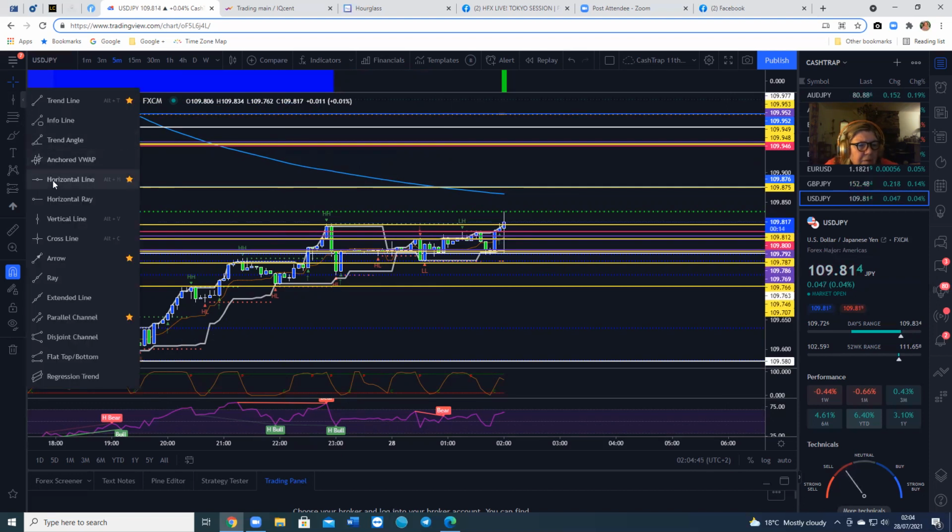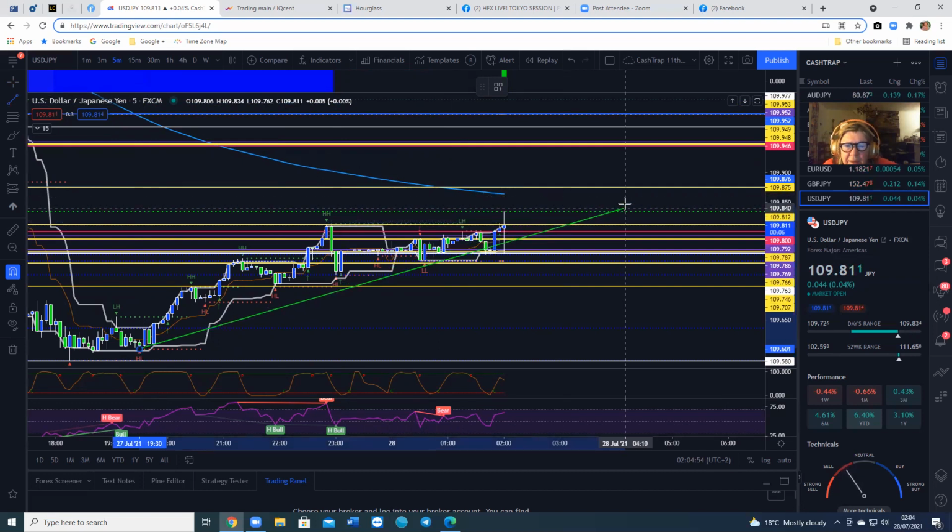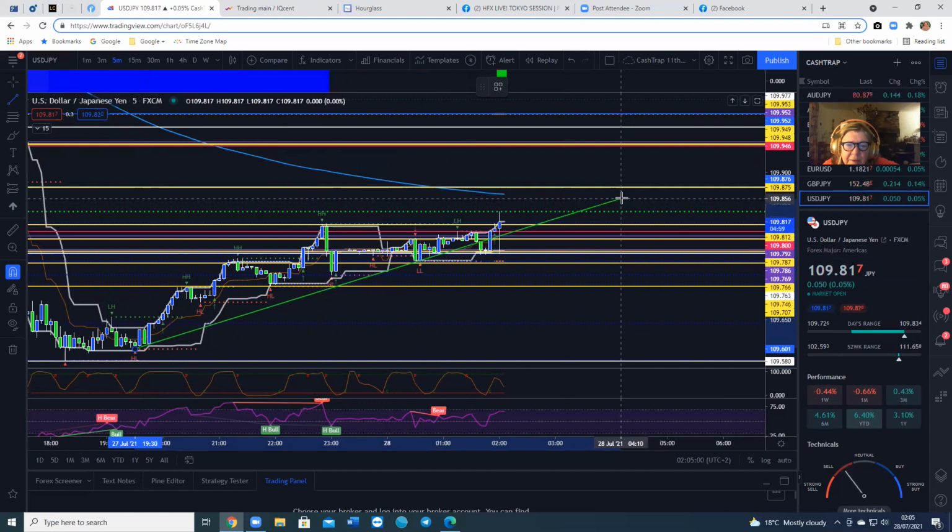So work out first of all which way you think the market is going. You don't have to put this on particularly accurately, but you can tell quite clearly whichever way you put that, however many touches you get. That is a nice trend line there, a line of support. That's what a trend line is, and you can see that it is respecting it.